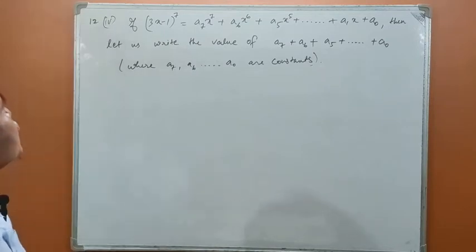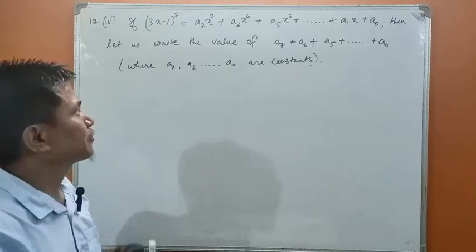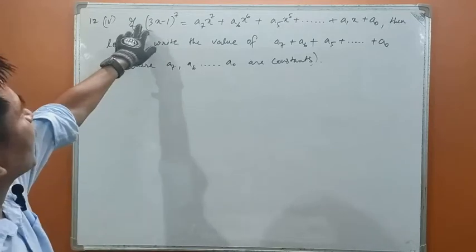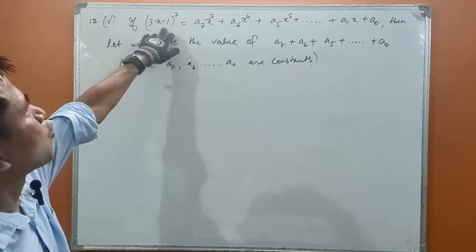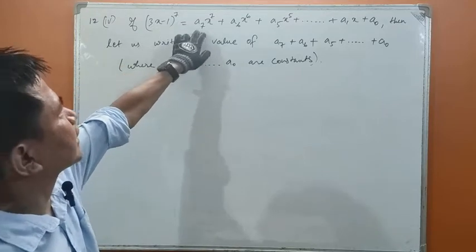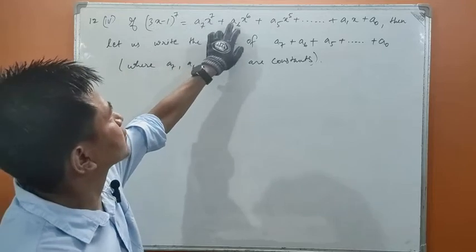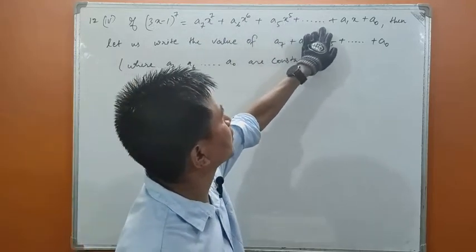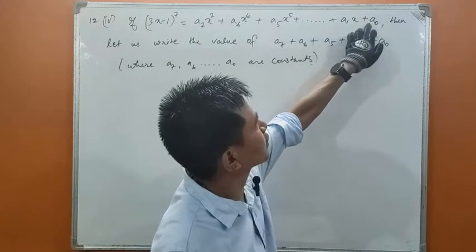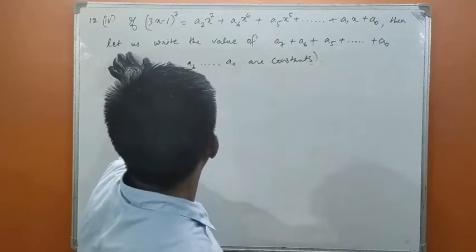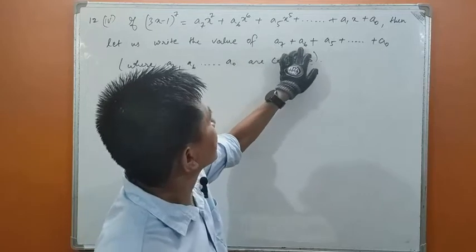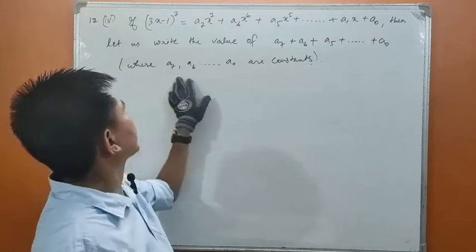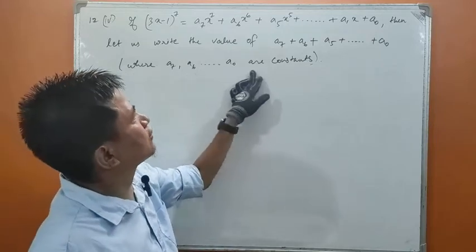Sub number 4 of question number 12. This is the last question from this exercise. We will complete this. If (3x minus 1) whole to the power 7 is a7 x to the power 7 plus a6 x to the power 6 plus a5 x to the power 5 plus so on, plus a1 x plus a0, let us write the value of a7 plus a6 plus a5 plus so on plus a0, where a7, a6, dot dot dot a0 are constants.